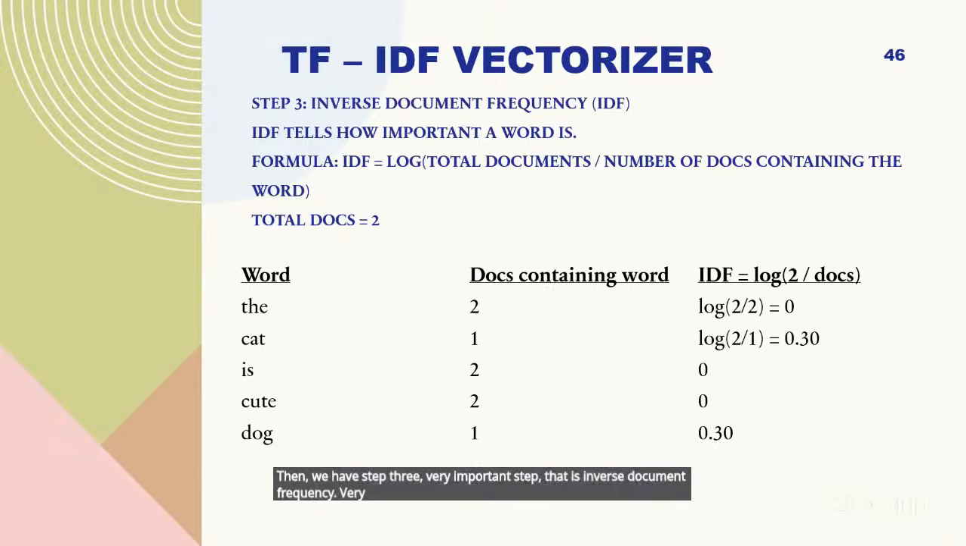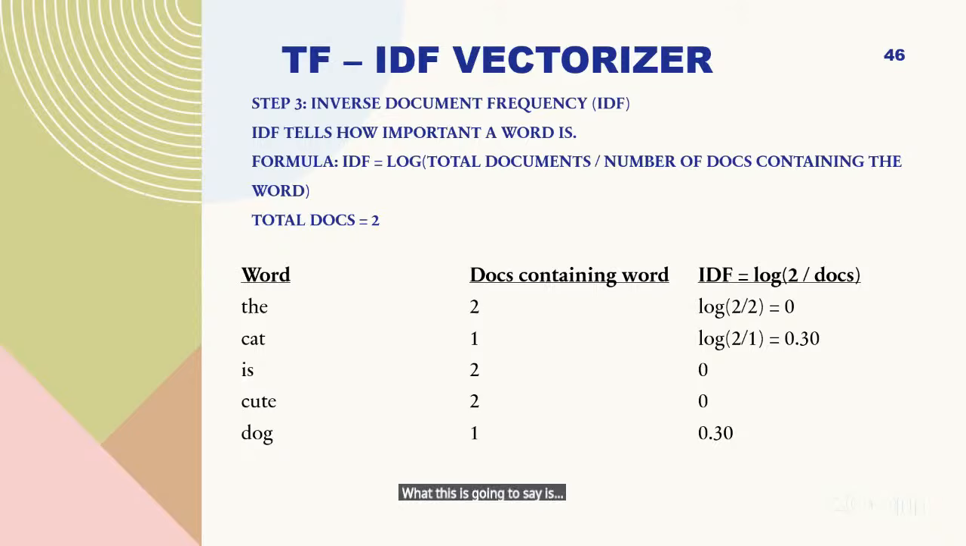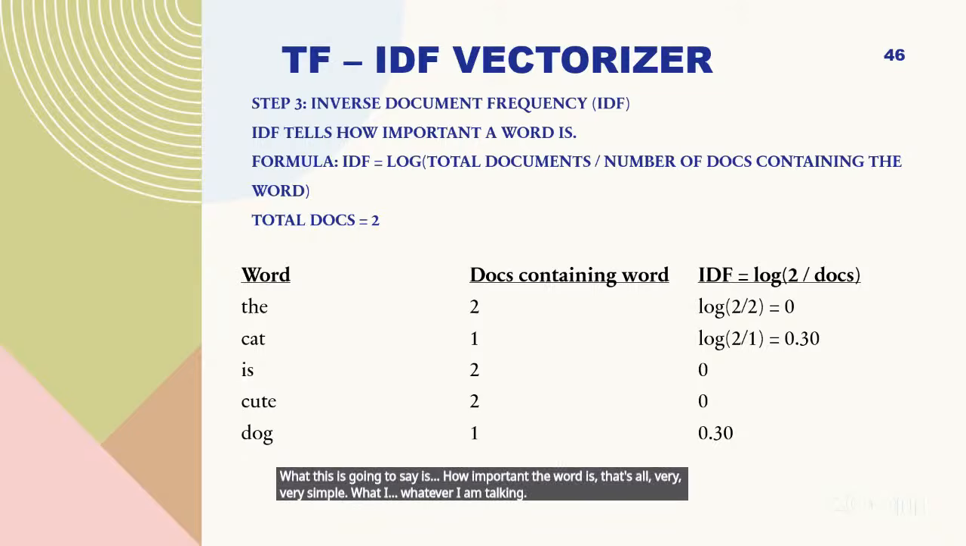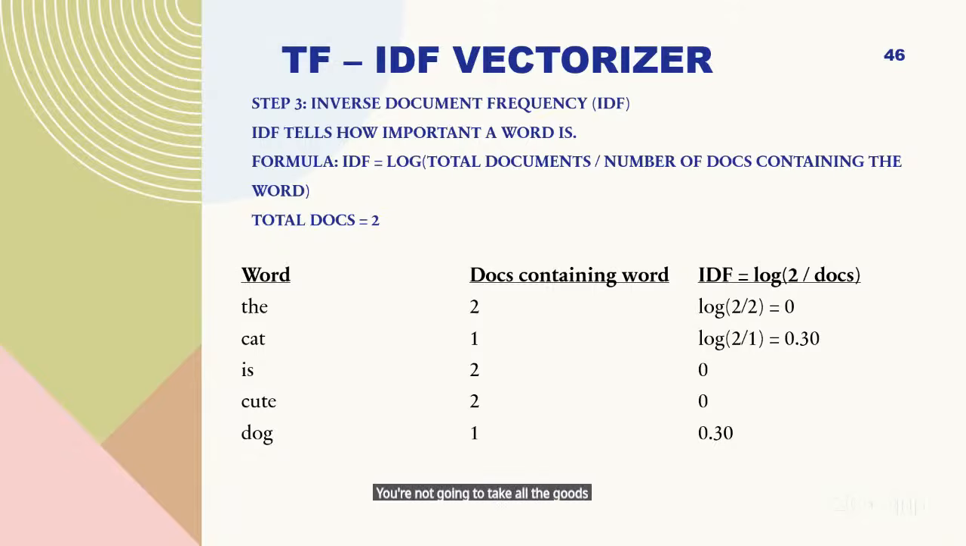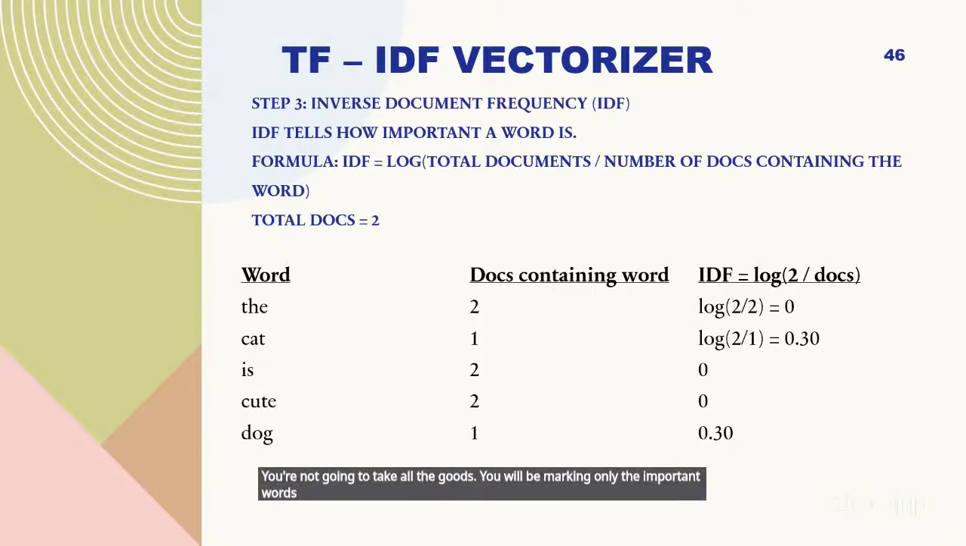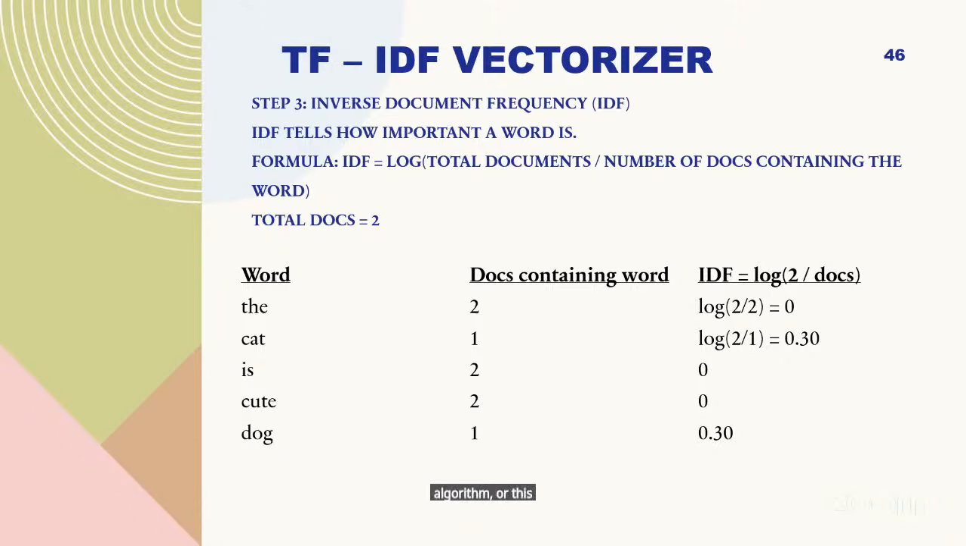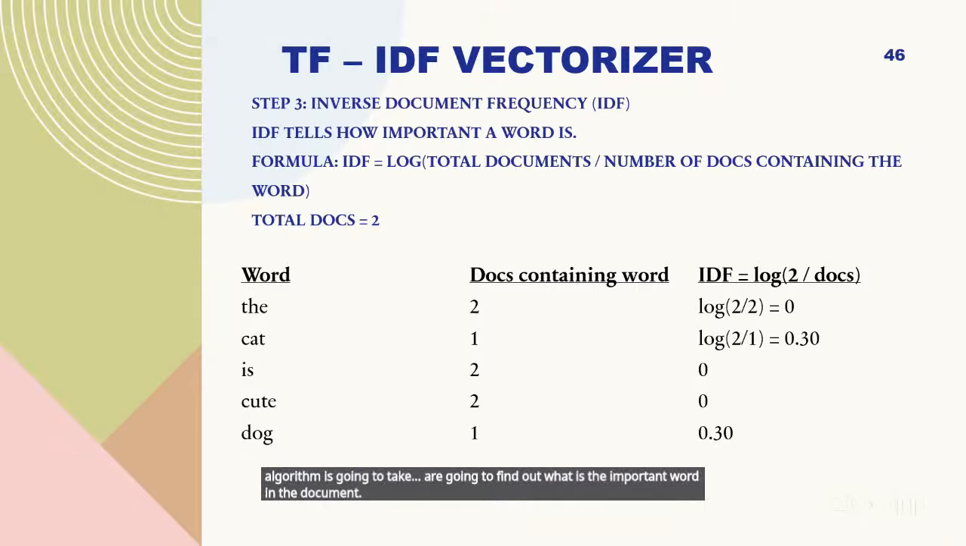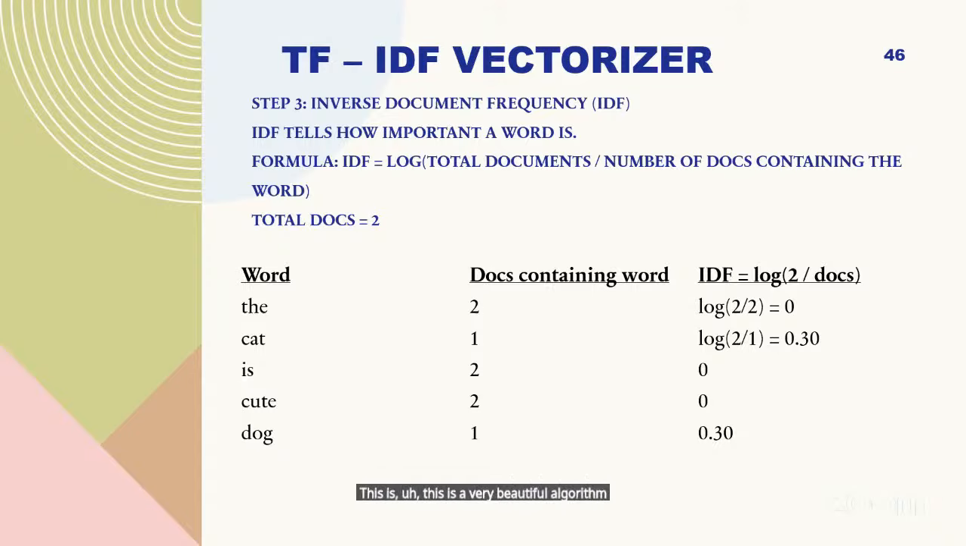Very, very simple and easy. What this is going to say is how important a word is. That's all. Very, very simple. Whatever I am talking, you're not going to take all the words. You will be marking only the important words. So this vectorization machine learning algorithm is going to find out what the important word in the document is. This is a very beautiful algorithm, how it is going to find out. And we have a very simple formula for that.